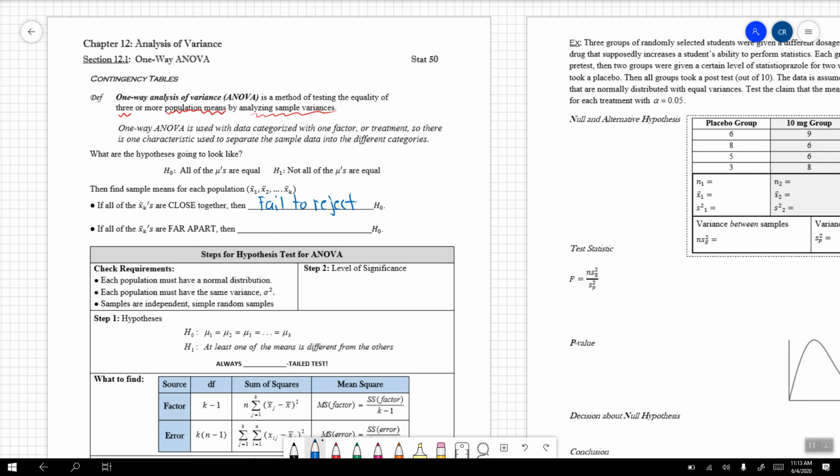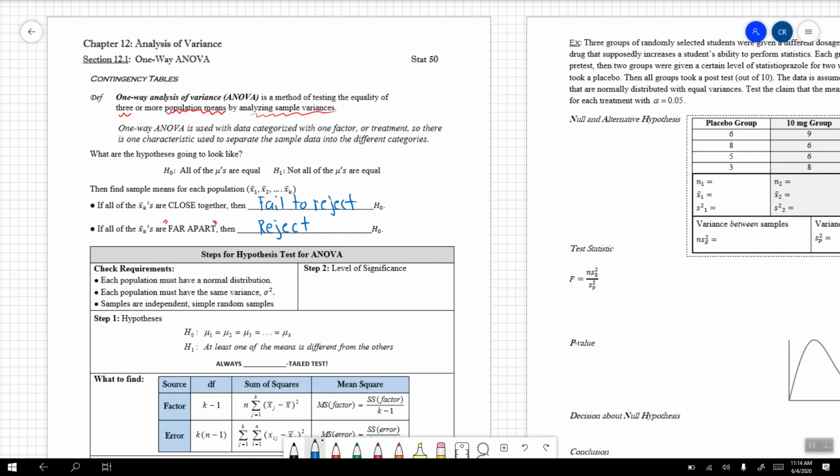Now, for the second part, if all of the sample means are far apart, and we can put this far apart in quotations, right? How much is that far apart? Where is that cutoff score that we're looking at? But if they're far enough apart, then we're going to reject the null hypothesis. So how do we then satisfy this far apart?